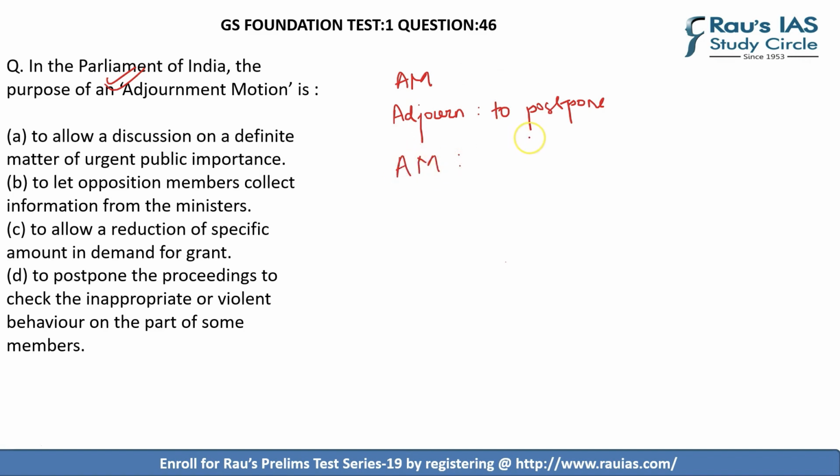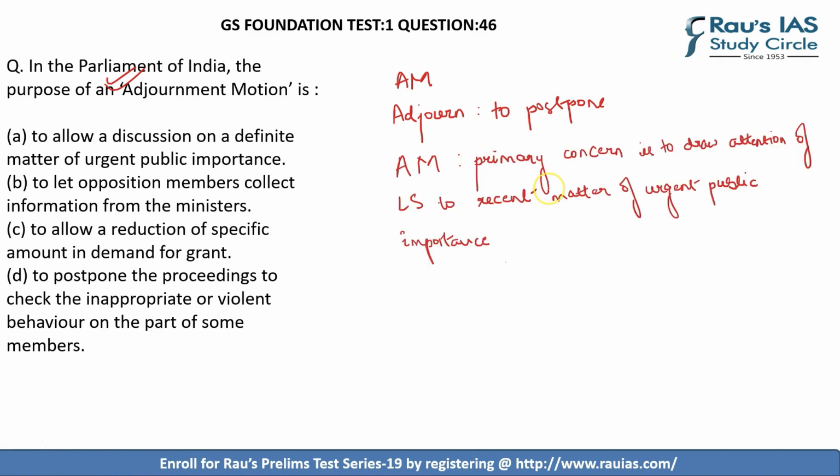Now the primary object of an adjournment motion is to draw the attention of Lok Sabha to a matter of urgent public importance which has serious consequences. Also, adjournment motion is required as a motion or a resolution with proper notice would be too late. Now in light of this information, it is very easy to point out our final answer, which will be option A, that is to allow a discussion on a definite matter of urgent public importance. Hence, our final answer would be option A. Please also have a look at the explanation.